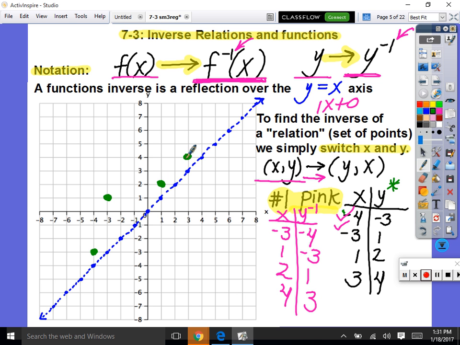So I graphed the original function in green. And now I'm going to graph also the inverse function in pink. So now I'm graphing those points. You are too. So -3, -4, over 1, -3, over 2 up 1, and over 4 up 3.